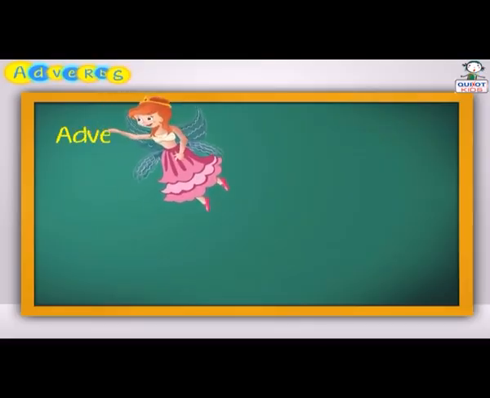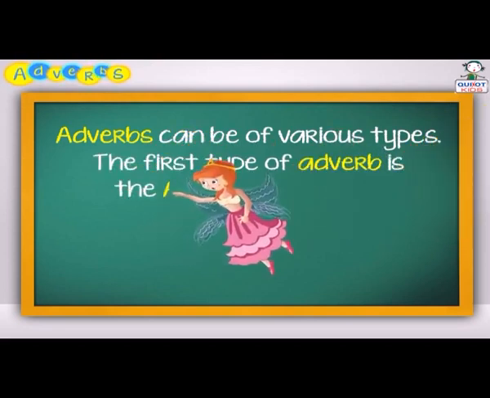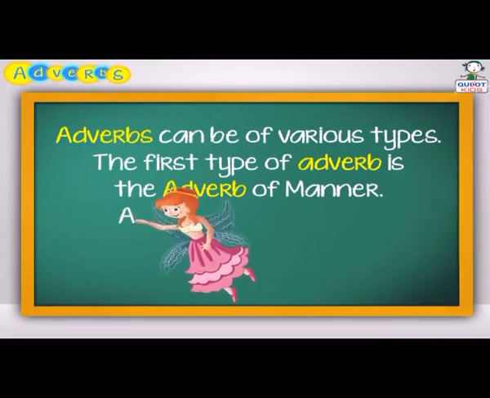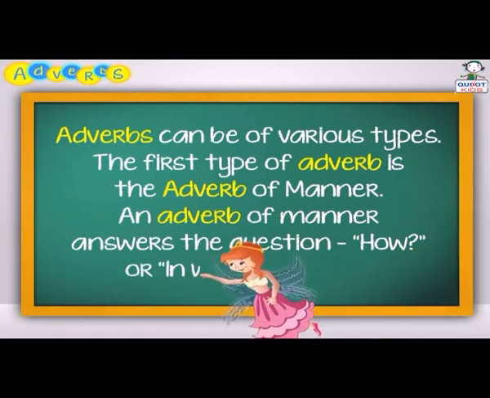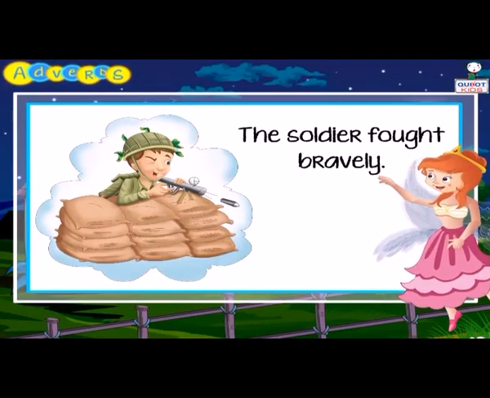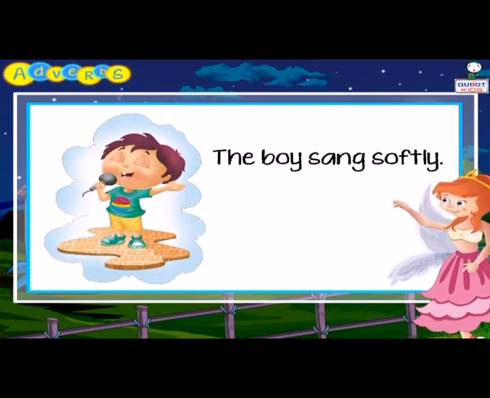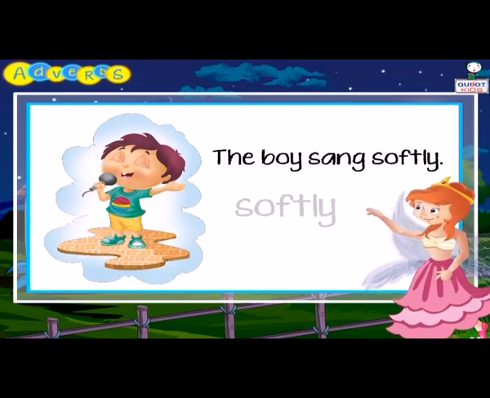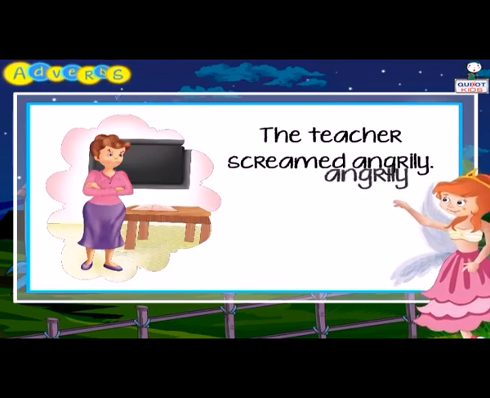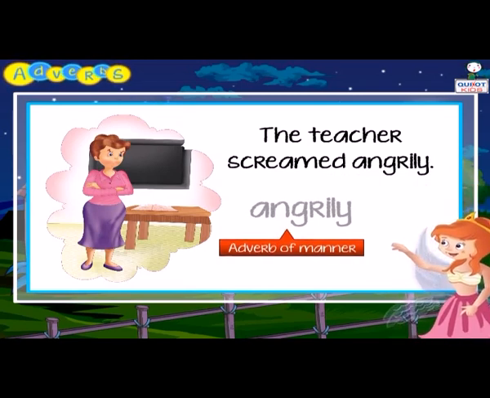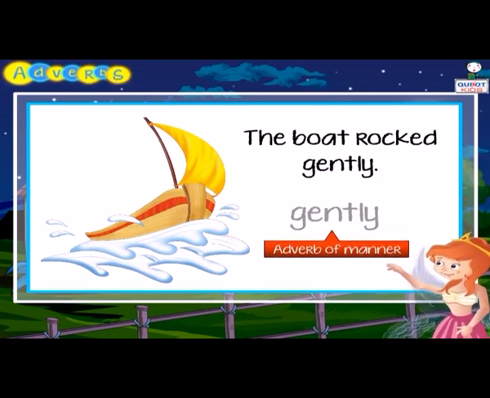Welcome, friends. Adverbs can be of various types. The first type of adverb is the adverb of manner. An adverb of manner answers the question, how or in what manner. The soldier fought bravely. Bravely is adverb of manner. The boy sang softly. Softly is adverb of manner. The teacher screamed angrily. Angrily is adverb of manner. The boat rocked gently. Gently is adverb of manner.